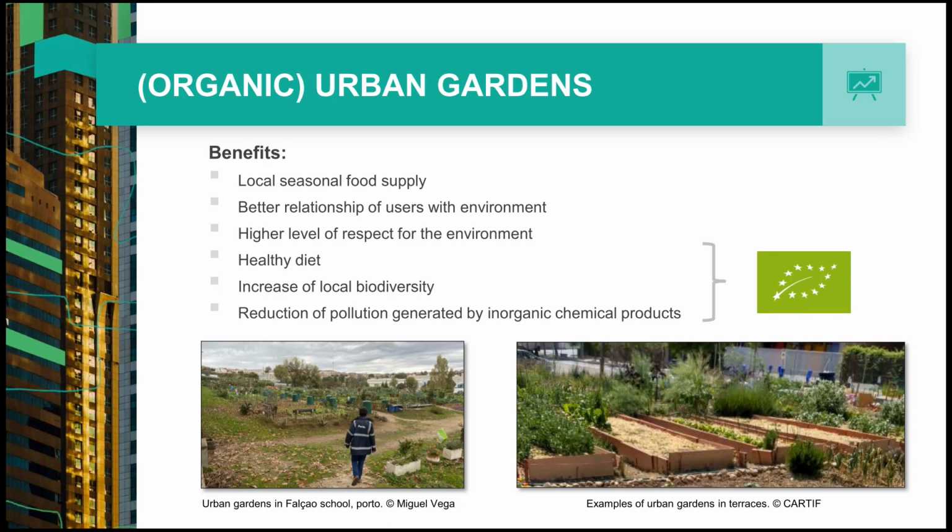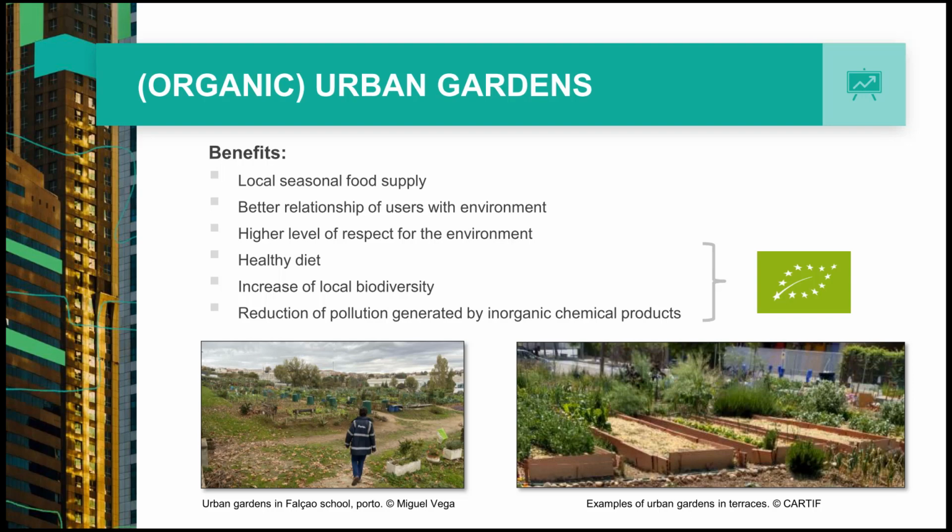Let's start the list of solutions with urban gardens, whose most outstanding benefits are the local seasonal food supply, while improving the relationship of the people who use them with the environment, allowing them to learn about the natural cycles of the land and the conditions of this environment. This can encourage respect for the environment and the need to conserve the resources we use on a daily basis.